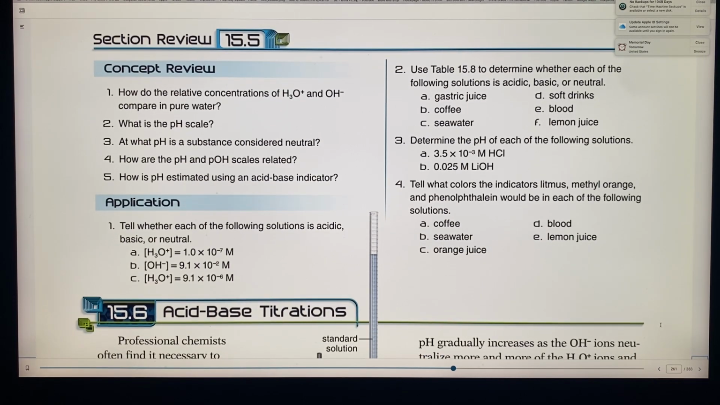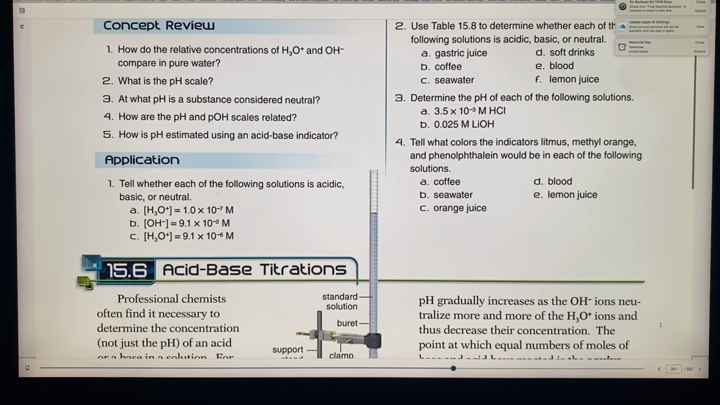Determine the pH of each of the following solutions. I'm not going to do that. I did it, but it has to do with the logarithms and such. I'm not going to explain that whole thing. So tell what colors of the indicators litmus, methyl orange, and phenolphthalein would be in each of the following solutions. So let's go back to that here.